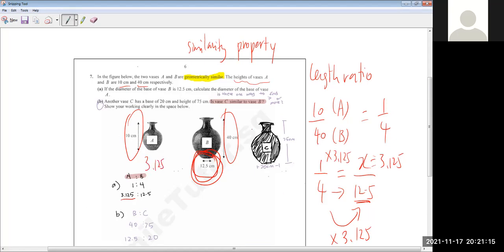Next it says another vase C has a base of 20 and the height is 75. Is vase C similar to vase B? What you need to do is find out whether the length ratio is still valid or not. If A is similar to B, the height ratio and the base ratio are the same. So the height ratio is equal to the base ratio.